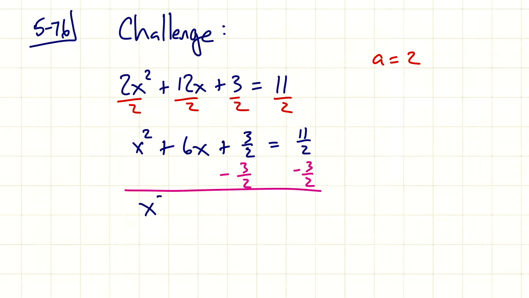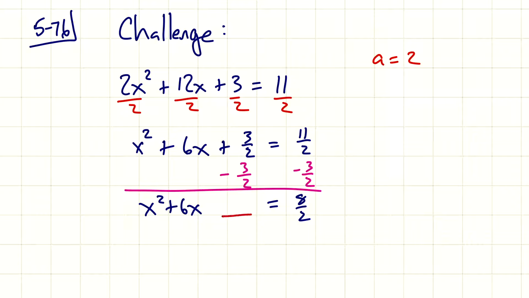And we're going to be left with x squared plus 6x equals 2. All right, the 3/2 go away. 11 minus 3. What's 11 minus 3? So that's going to be 8/2. Well, 8 divided by 2 is 4. That's a nice number. So we're actually left with a nice number, which is pretty good.